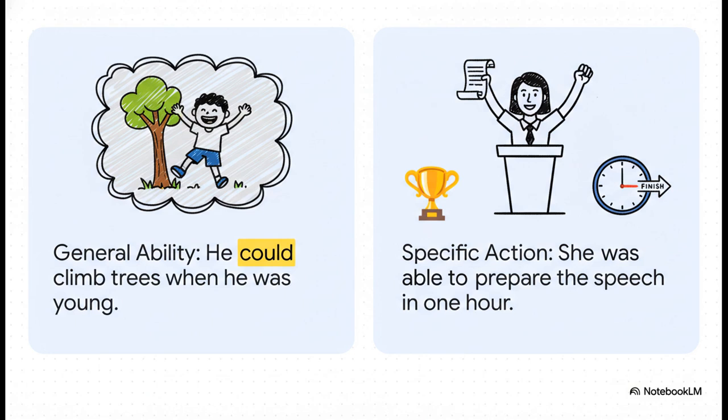We use could when we talk about a general skill you had for a long time. For example, he could climb trees when he was young. That was just something he knew how to do. But if you're talking about one specific time you succeeded at something, you use was able to. She was able to prepare the speech in 1 hour. It means she did it. It was a one-time success.